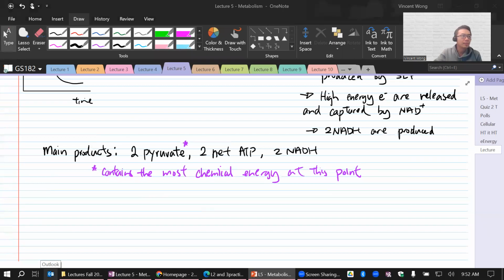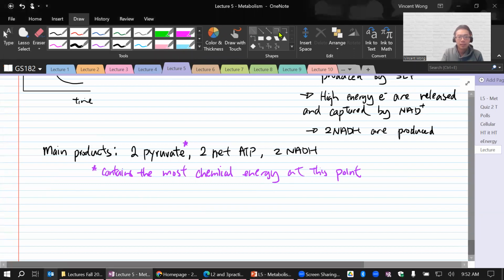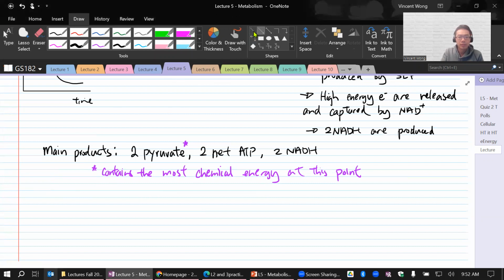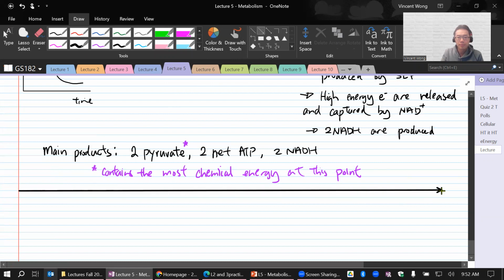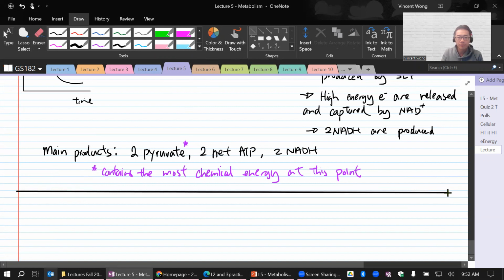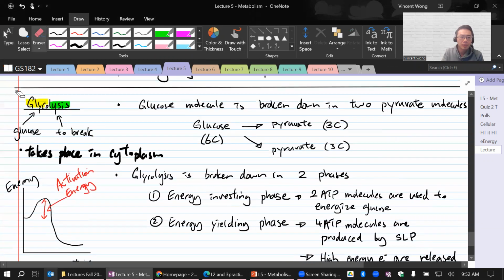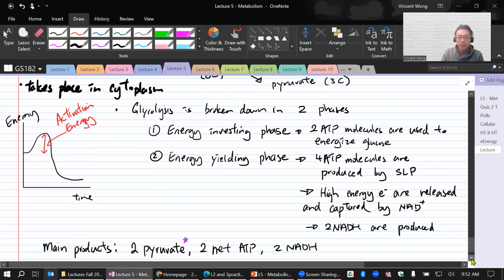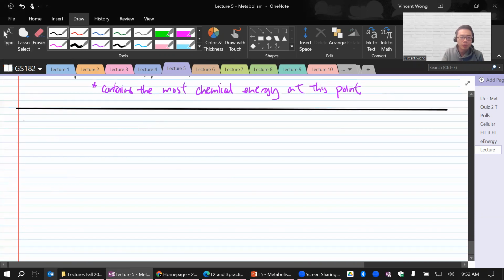All right, moving on. Next step is going to be pyruvate oxidation. Did I put a 1 here? Here, I'll put a 1 here. That's glycolysis, stage 1. Stage 2, pyruvate oxidation.